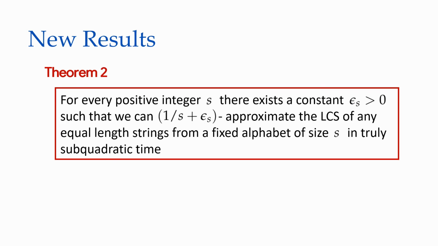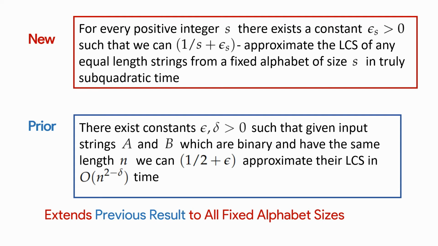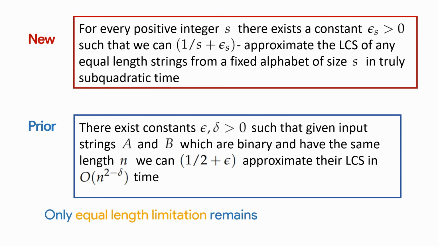Our second result states that for equal length strings from an alphabet of size s, we can compute a better than 1 over s approximation for the LCS in truly subquadratic time. In other words, we show how to extend Rubinstein and Song's result to hold not just for binary strings, but for strings from any constant size alphabet. Just like in our other result, the equal length limitation is the only barrier that remains. And this is comparing our current result to Rubinstein and Song's earlier result. So we'll now explore these results in a bit more depth.